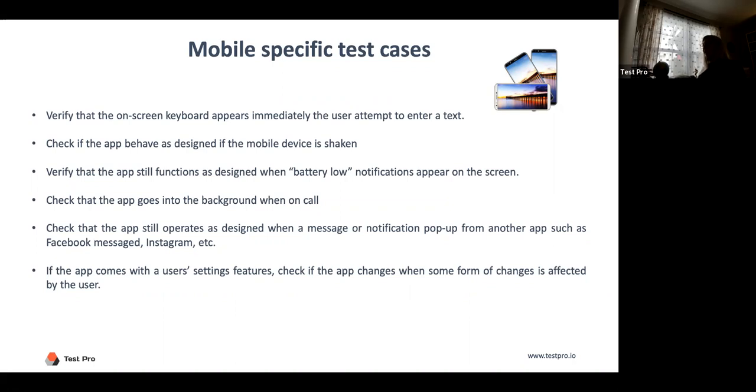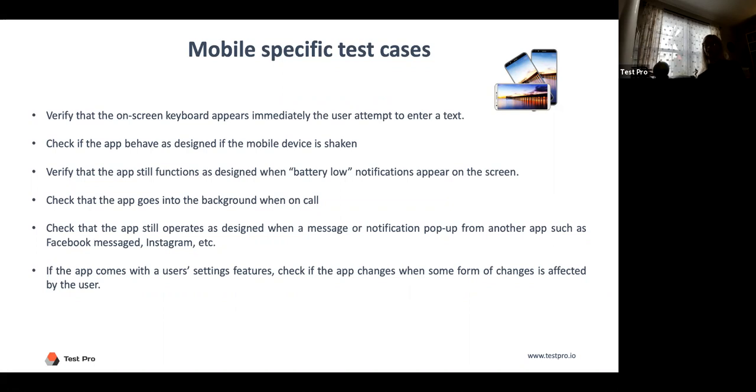Check that the application goes into the background when a call comes in. As I mentioned, for example, you're using something and your usage is interrupted by an incoming phone call. You're not supposed to see your application. You're supposed to see some background and only the call view, like who's calling you, with the microphone, the camera, whatever is installed in your phone's call mode. So you're supposed to see this screen, not your application.